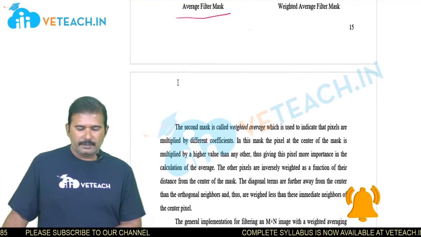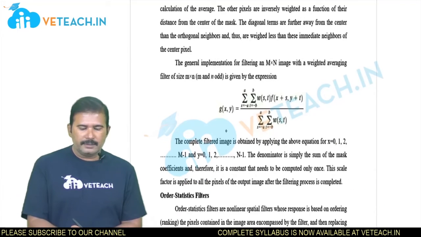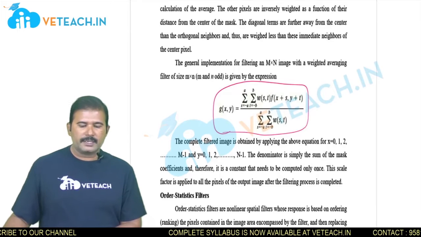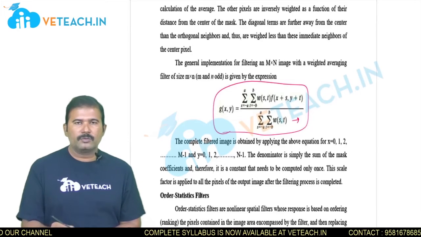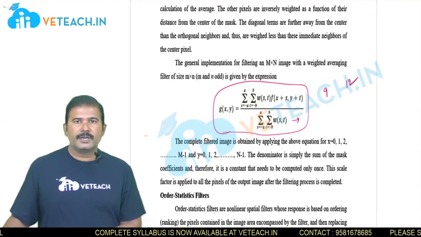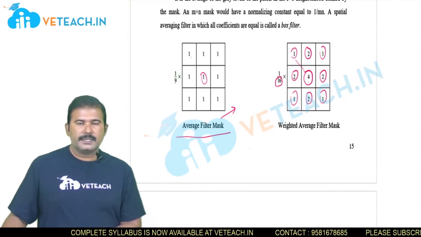This is an example of an averaging filter, and mathematically the averaging filter is represented by this equation. The denominator consists of the sum of all the coefficients. As we have already seen in the first filter case, it is 9. For the second filter, it is 16.